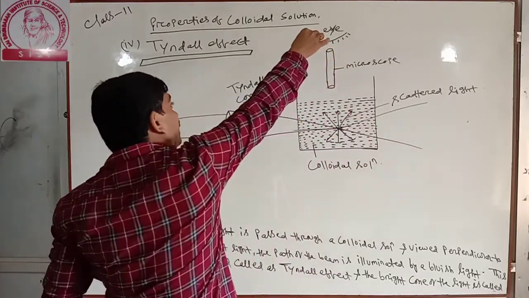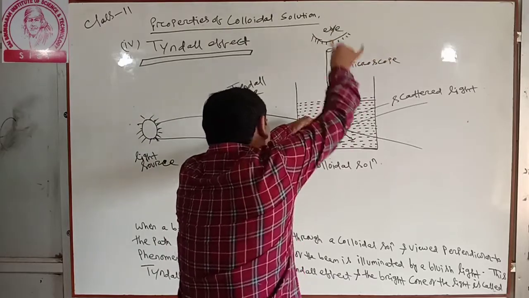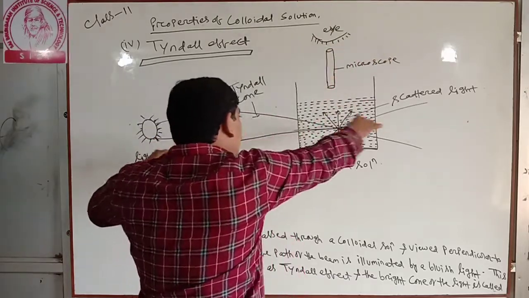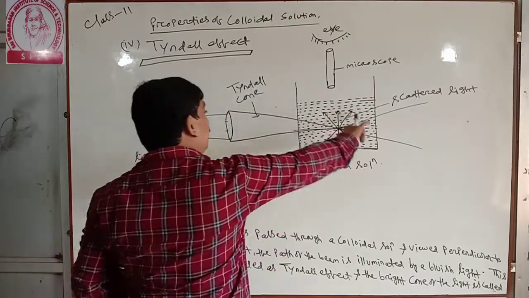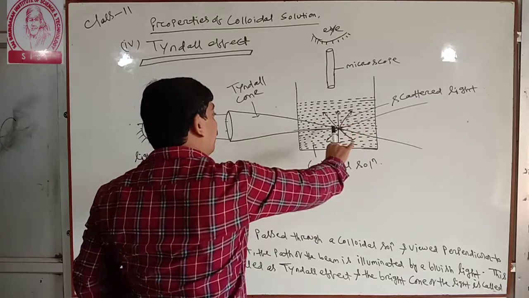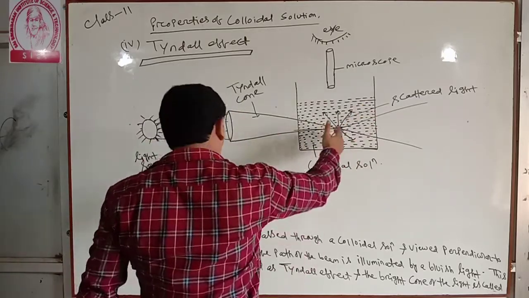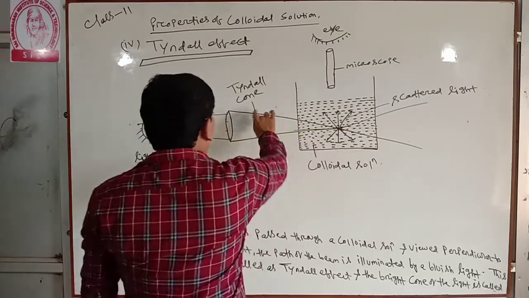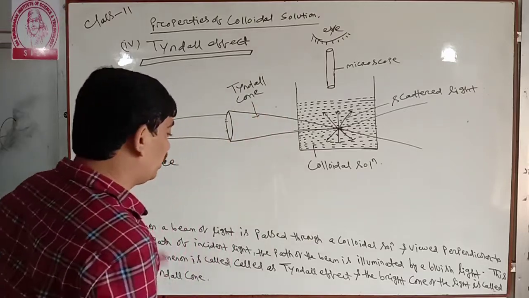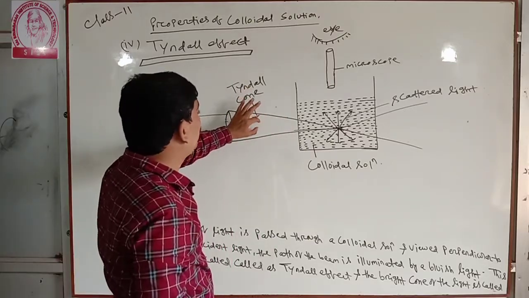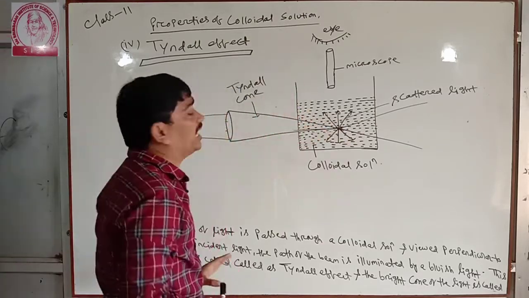When a beam of light is passed through a colloidal solution and viewed perpendicular to the path of the incident light, the path of the beam is illuminated by a bluish light. This phenomenon is called the Tyndall effect, and the bright cone of the light is called the Tyndall cone.